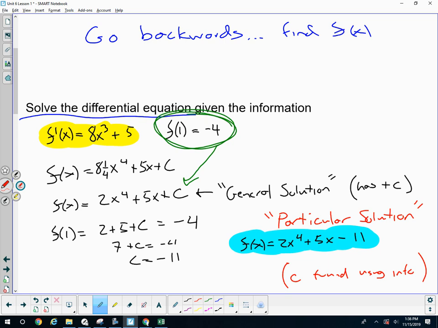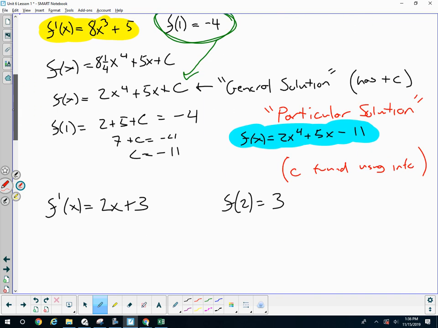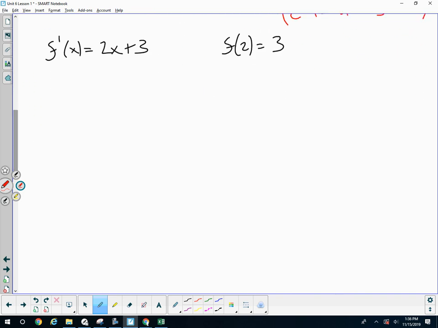Okay? All right, your turn. Please solve the next differential equation, f prime equals 2x plus 3, with the initial condition f of 2 equals 3. Take the antiderivative of 3. This is where things get crisscrossed. If you take the derivative of 3, it's 0. But if you take the antiderivative of 3, it's 3x.